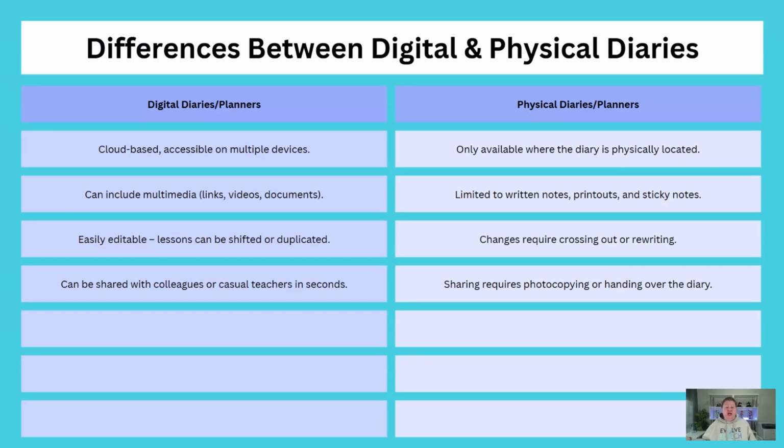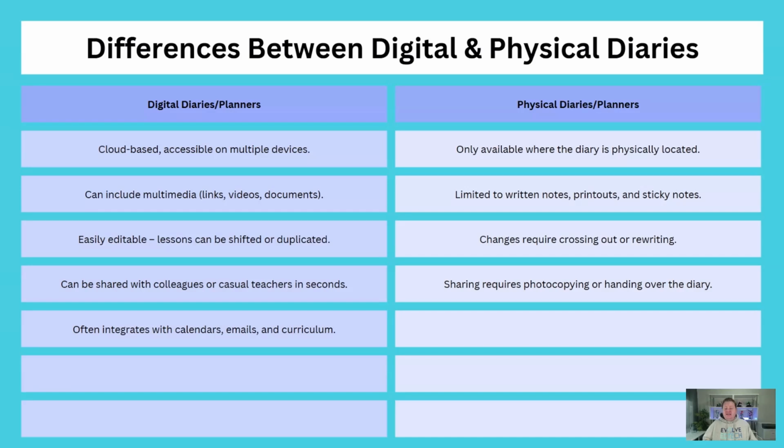This might prevent you from doing some forward planning and popping information into your diary, because maybe you have to leave it at school on the days that you aren't working. So just another consideration when it comes to the differences between digital and physical diaries.